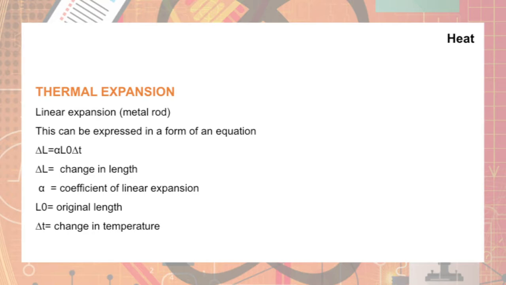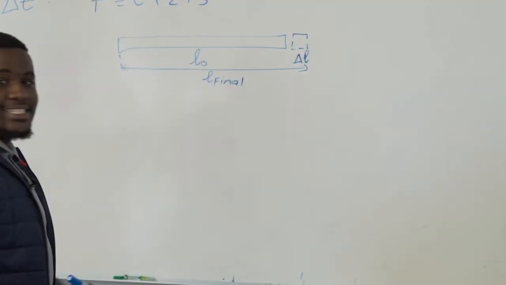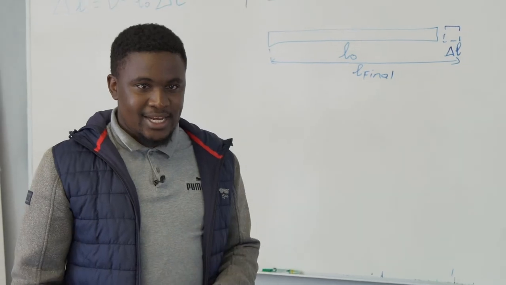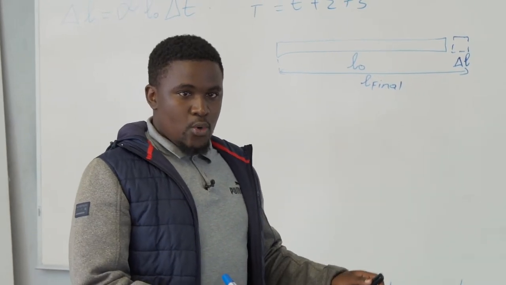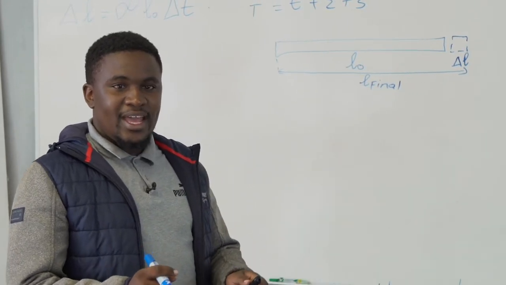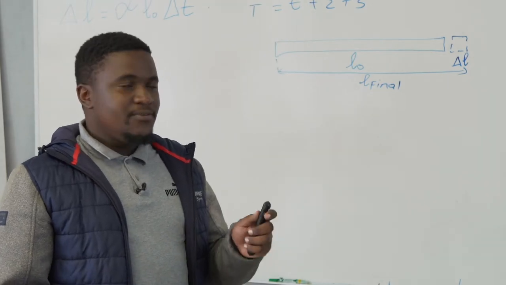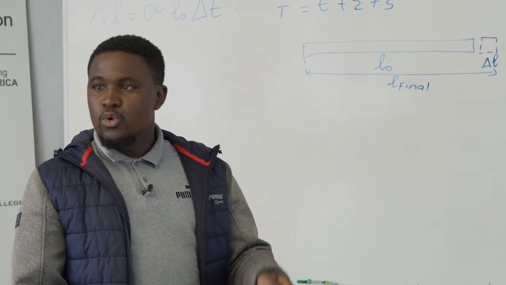Our aluminium rod is expanding. Then we have our alpha. Let us check our PowerPoint slide. What is our alpha? Our alpha is the coefficient of linear expansion. What did we say about the coefficient of linear expansion? We said that it's a constant for each and every material. We can have water, we can have, let's say, aluminium. The coefficient of linear expansion won't be the same.